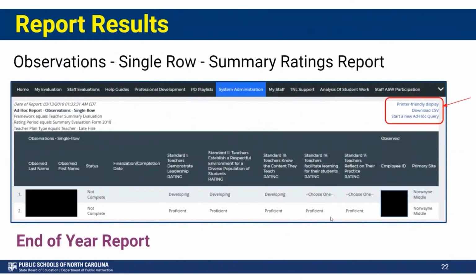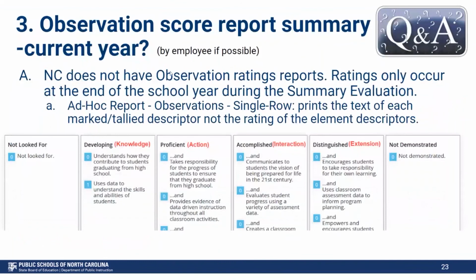You see these ratings here, and notice that it's the summary. So this is going to answer our next question. Observation score report summary current year. North Carolina does not have observation ratings reports. Ratings only occur at the end of the school year during the summary evaluation. So think about it when you're looking at the rubric. You do see ratings up here at the top: developing, proficient, accomplished, distinguished.